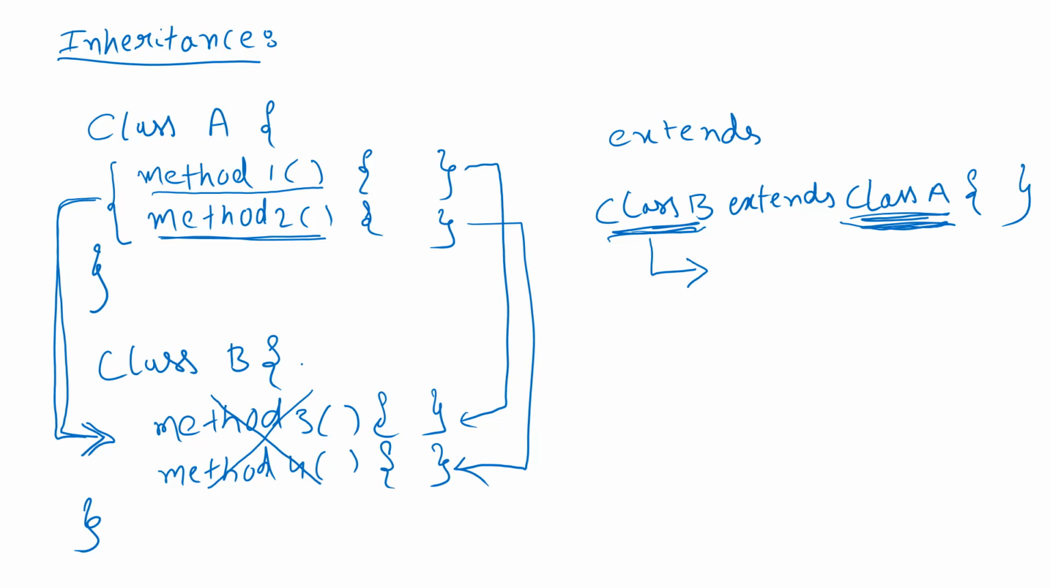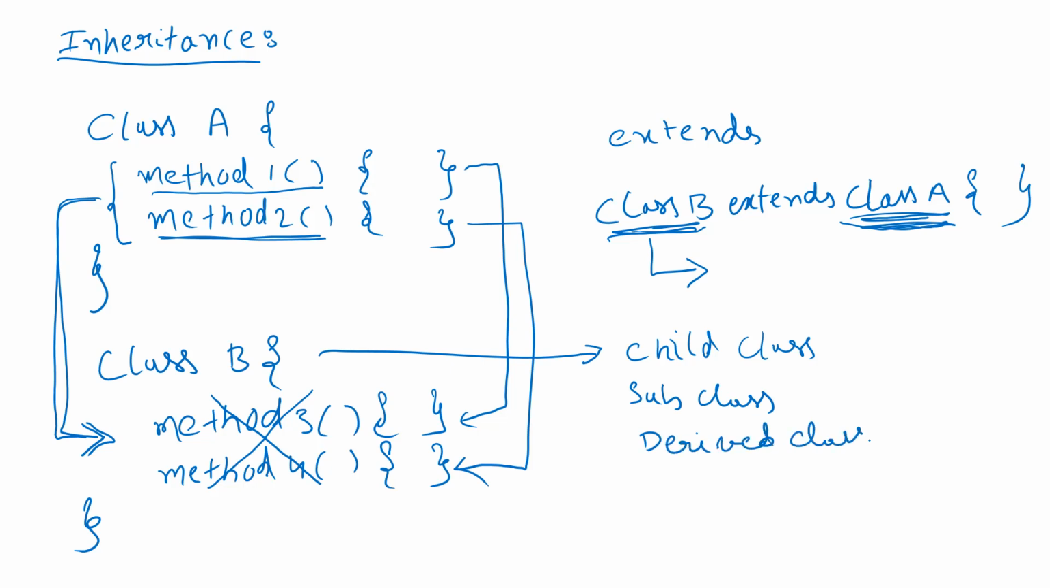The class that extends the features of another class, that means here class B, it is extending class A. So the class that extends the features of another class is known as a child class or a subclass or a derived class. The class whose properties and functionalities are used by another class, that means here class A properties and functionalities are used by class B. So this class is known as a parent class or a superclass or a base class.